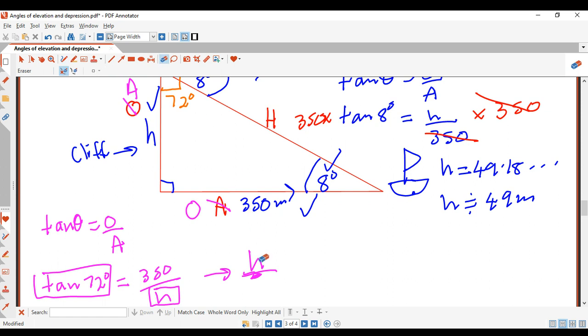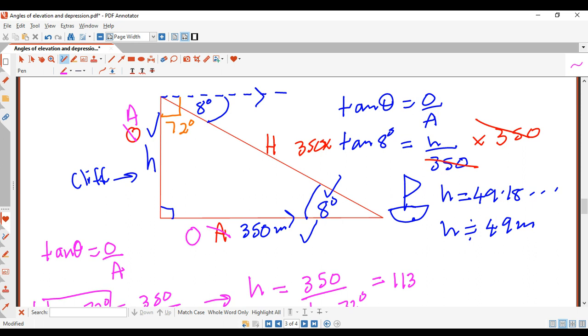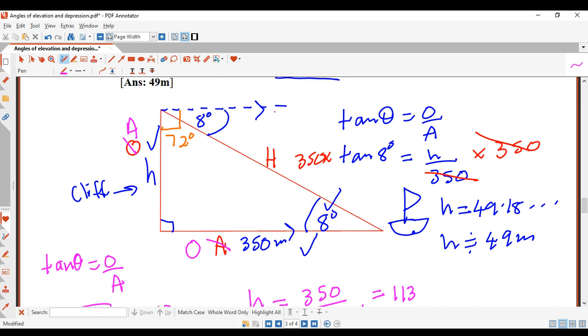All right, so h is equal to 350 divided by tan 72, which equals 113.7. That didn't work out, did it? Hang on. 350 on H. Oh yeah, I can see why, because that's not 72, it's 82, isn't it?